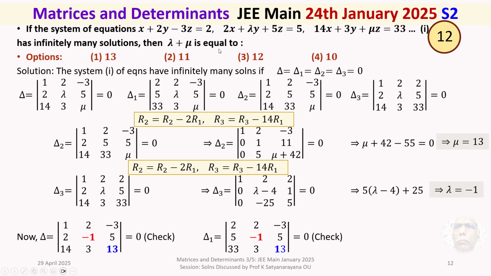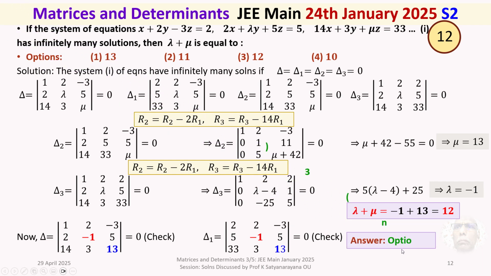We want lambda plus mu. Right. Lambda plus mu is equal to minus 1 plus 13, that is equal to 12. So where is my 12? Option 3. Therefore, the answer to this question is option 3. That is the detailed discussion of the solution of this problem, and it is a very simple and straightforward question. All these 4 questions are very simple and straightforward questions.